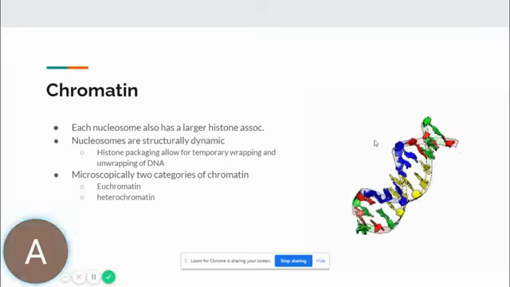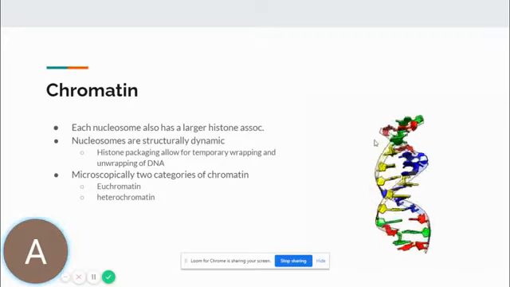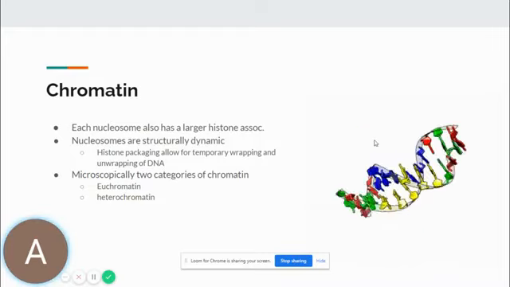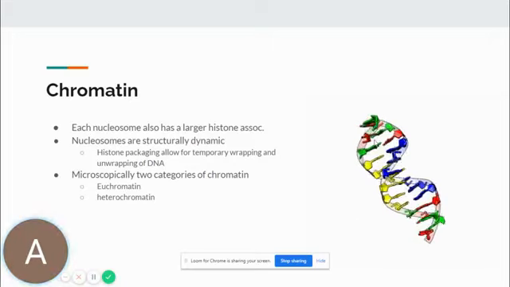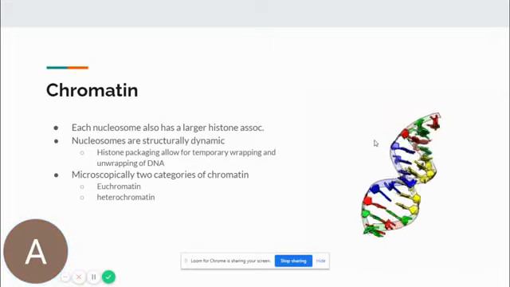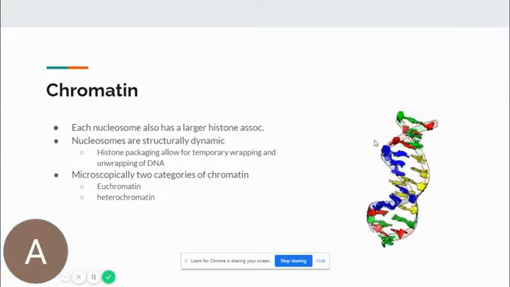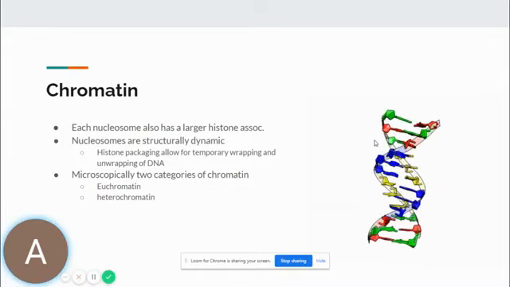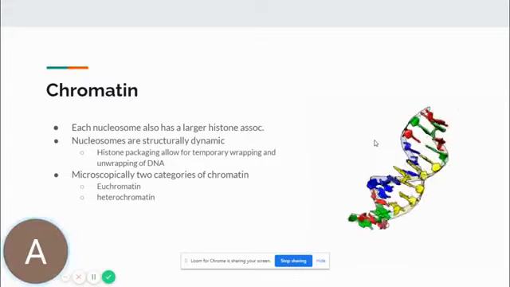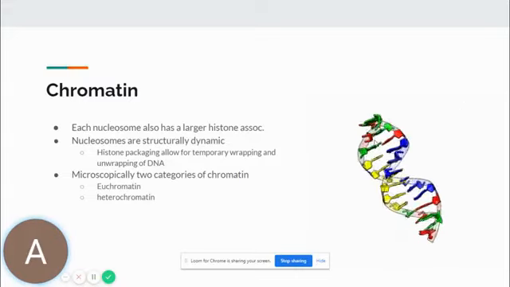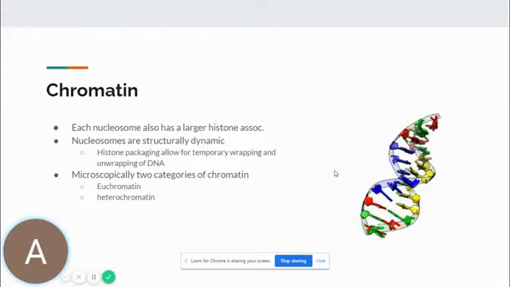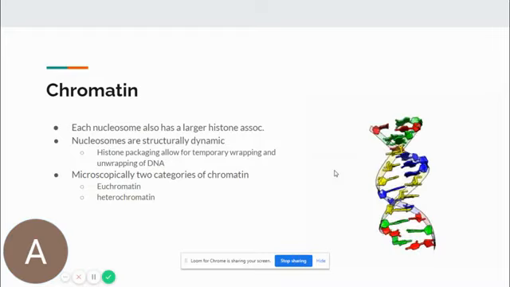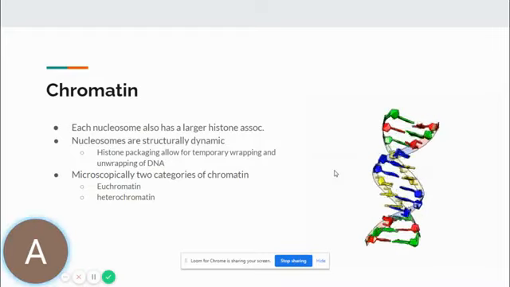So not all of the time all of the genes are expressed. So what the DNA does is it packages itself around histones that allow for temporary wrapping and unwrapping of DNA depending on the demands of the cell. So for example, if you need to produce more, let's say epinephrine, then the genes for the epinephrine will unwrap and the RNA will be transcribed so that more epinephrine can be made. And then if there is little need for epinephrine, then maybe the genes for the epinephrine will wrap back onto the histone.